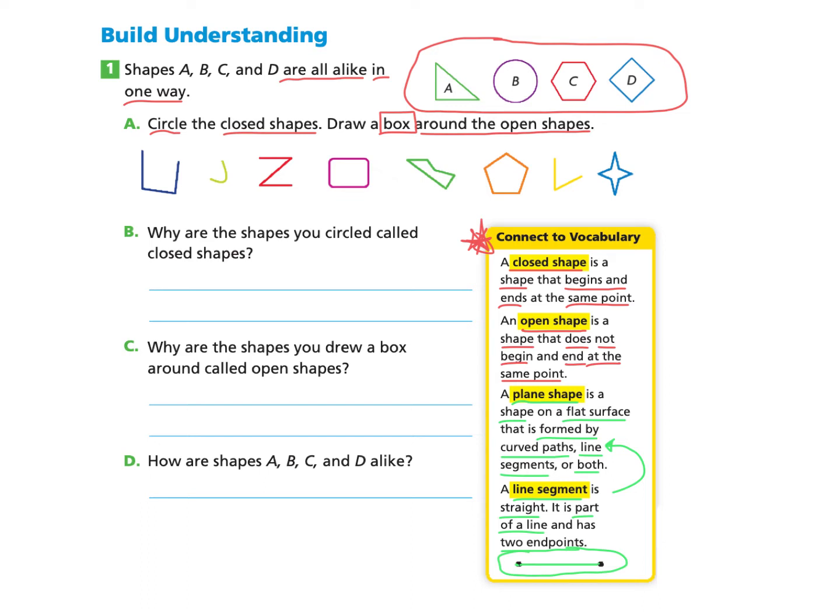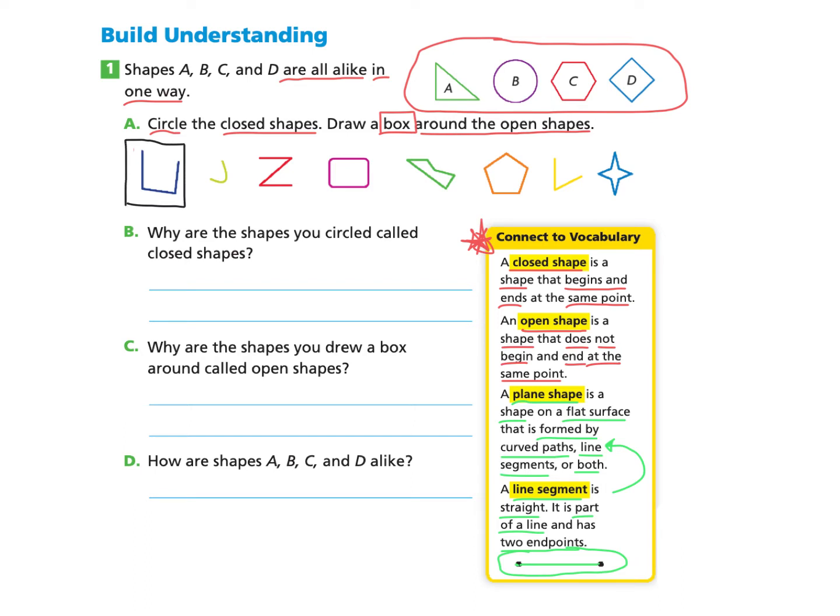Okay, so if you'd like to pause and try part A on your own and come back, you may do so, or you can follow along with me. So the first shape that I'm looking at, I see that it is not connected together. And when it's not connected together, that means that it's going to be open, because there's no way we can start here and end at the same place here. So that means this shape is an open shape, and we're going to put a box around it.